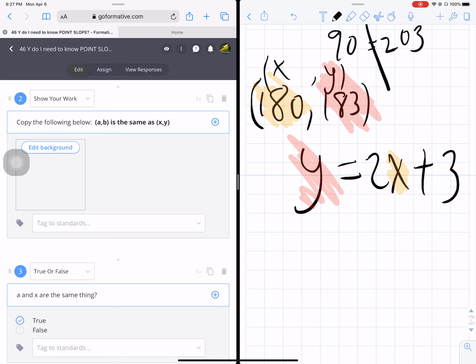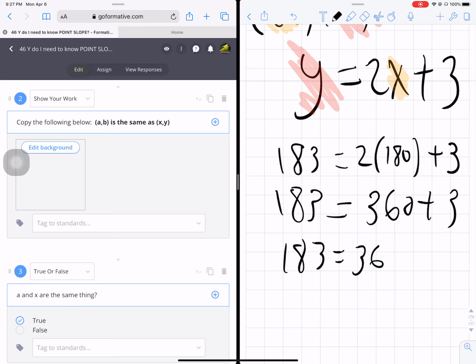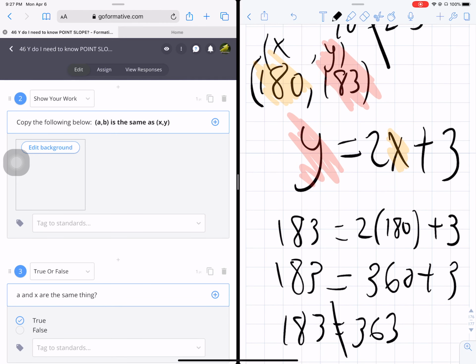So 183 equals 2 times 180 plus 3. So that's 360 plus 3. 183 equals 363. So what do you know about that coordinate? It's not on that line. Okay. How many more should we do?